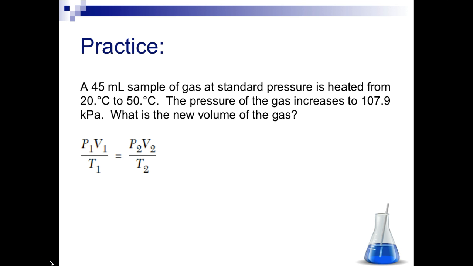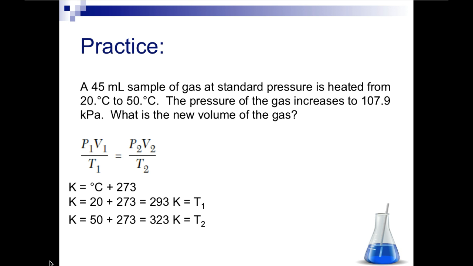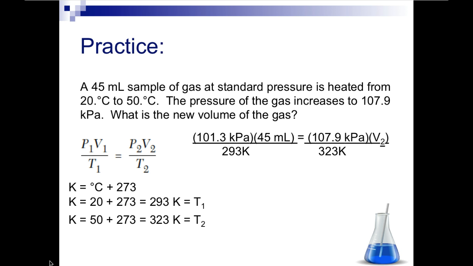Alright guys, welcome back. So the first thing we're going to do, since our temperatures are in degrees Celsius, is convert them to Kelvin. So let's do that first. Remember, each temperature plus 273 is how you're going to convert them to Kelvin. And now let's plug in what we have into our equation. 101.3 kilopascals is standard pressure. It's in table A, so you can get that right off of table A in your reference packet and plug that in. 45 milliliters is our initial volume, and our initial temperature is going to be that 293 Kelvin.